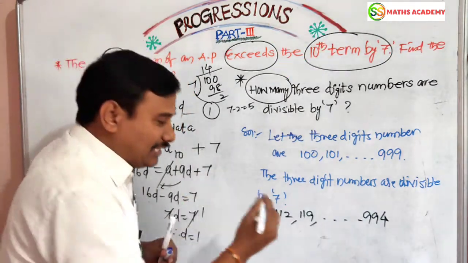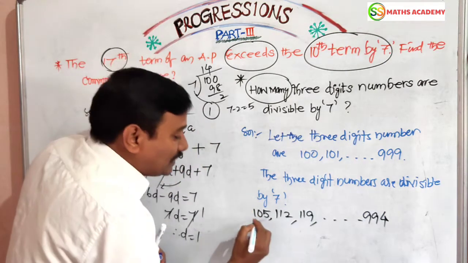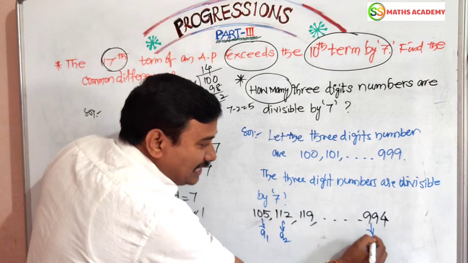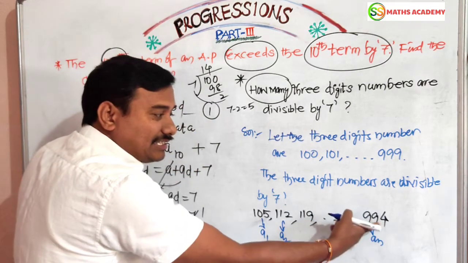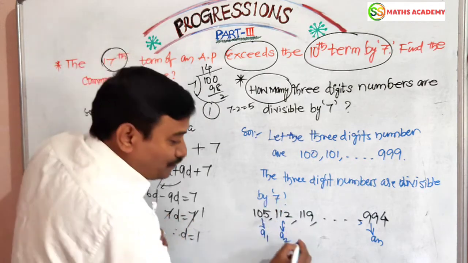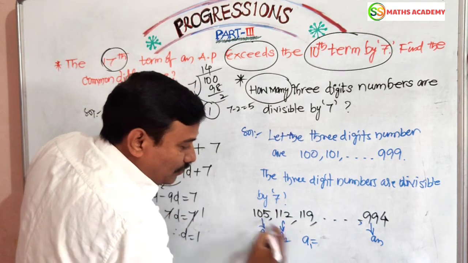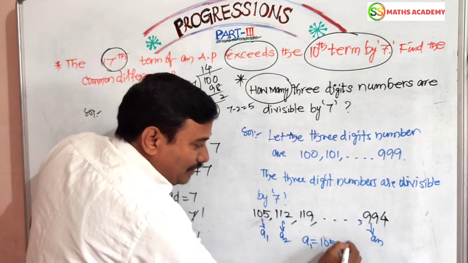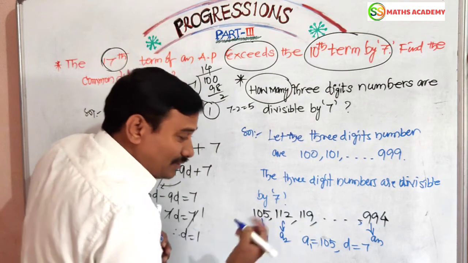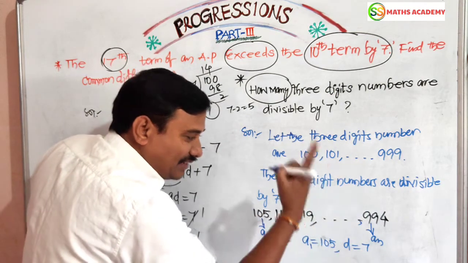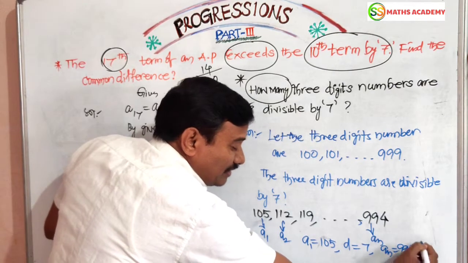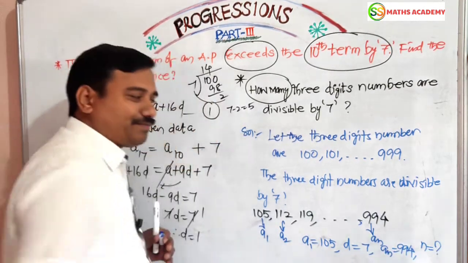What is given in the series? What do we get? Simple. A1, this is A2, this is AN, dear friends. The last term is there, the first term is there, and the common difference is also there. Your first term is 105. Common difference A2 minus A1 is 7, which means 112 minus 105 is 7. Now the last term is 994, which is divisible by 7. Then we have to find n.